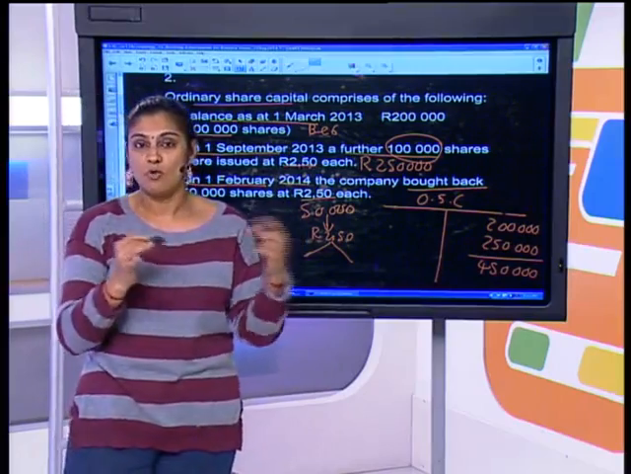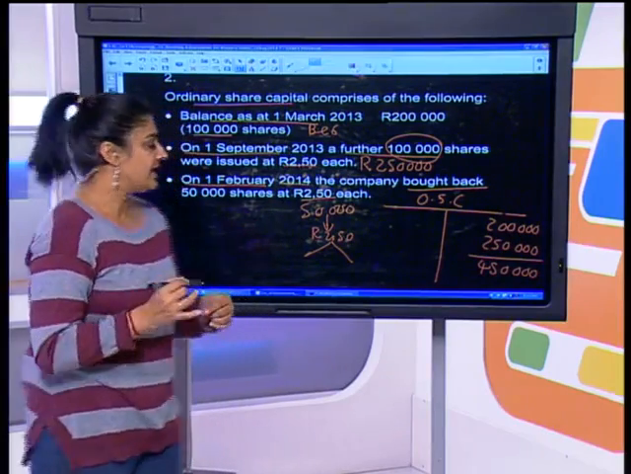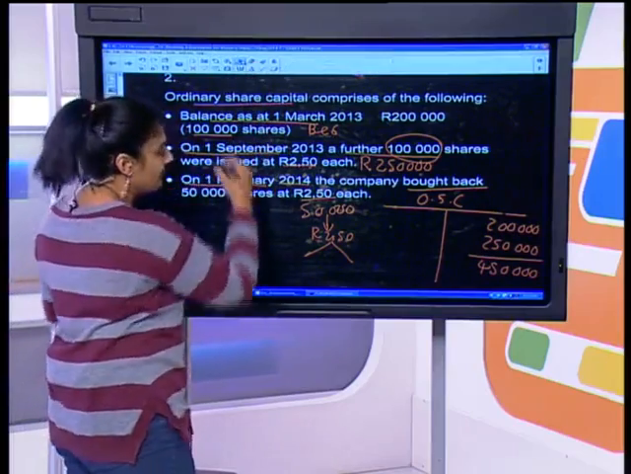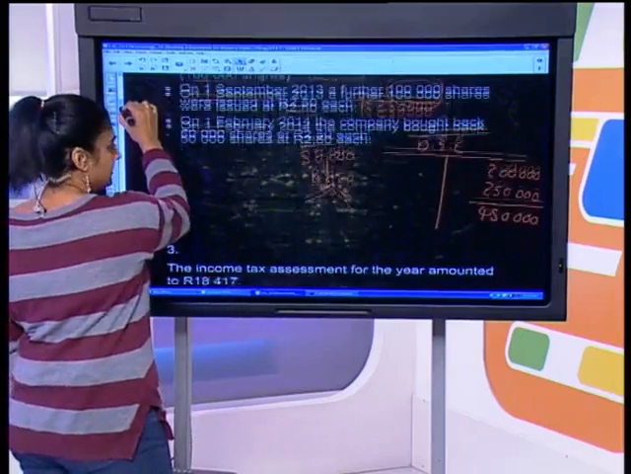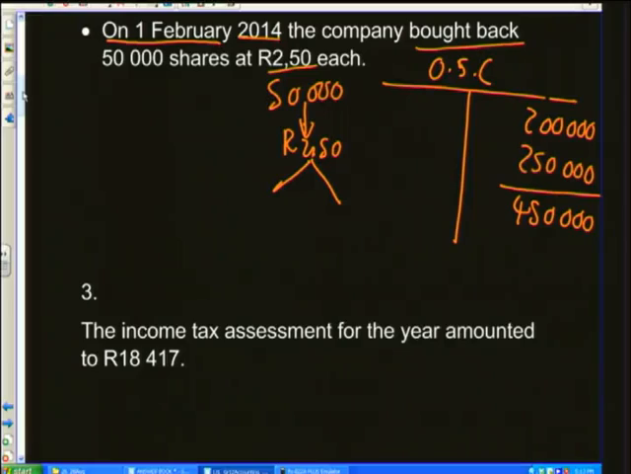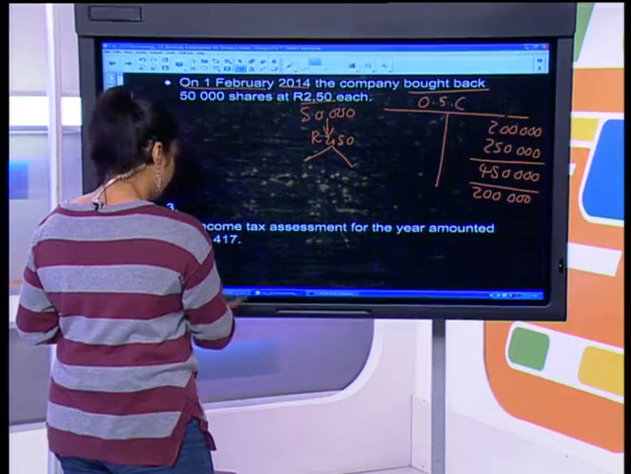In this case, it's 450,000, and I'm going to divide my 450,000 by the number of shares in issue. So I'm going to divide this by the number of shares in issue, 100,000 plus the additional 100,000. So I'm dividing it by 200,000. That's now going to give me my average price.